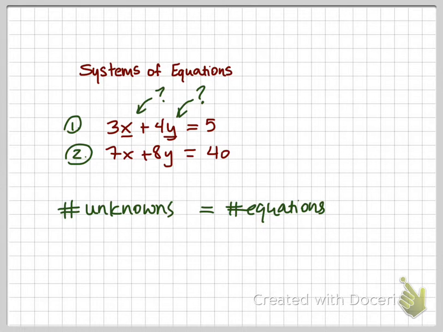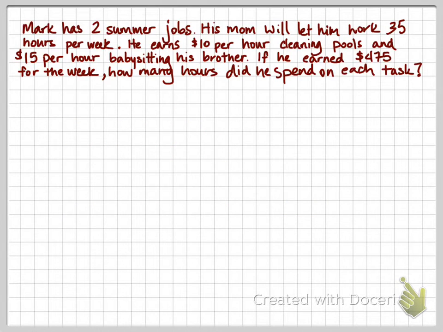The first thing we're going to do with these is learn how to set these systems up. So this system is already set up, but a lot of times it's not going to come set up. You're going to have to actually do this yourself. So here we have a word problem, everybody's favorite. Mark has two summer jobs. His mom will let him work 35 hours a week. He earns $10 an hour cleaning pools and $15 an hour babysitting his brother. If he earned $475 for the week, how many hours did he spend on each task? So that might be something that we're looking at.